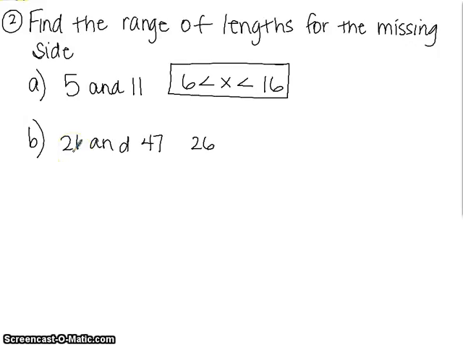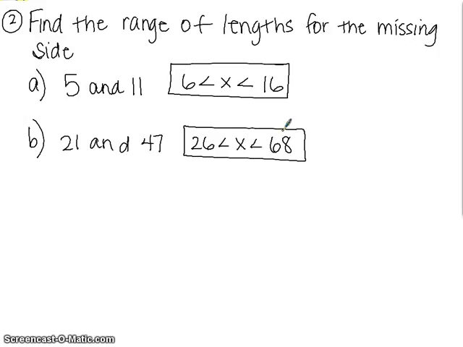So 21 plus 47 is what? 68. Write it like an inequality. So x can lie anywhere in between there. Okay. So that's the second kind of question you're going to see. The third kind, because it wouldn't be a geometry lesson if we didn't have the distance formula, would be something like this.